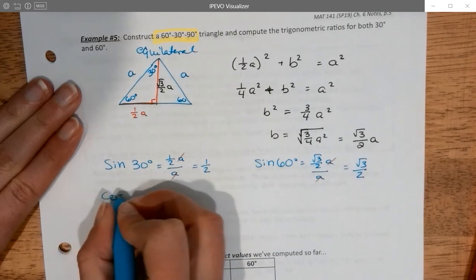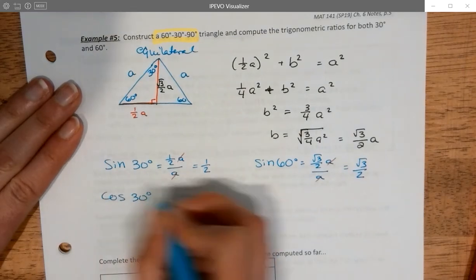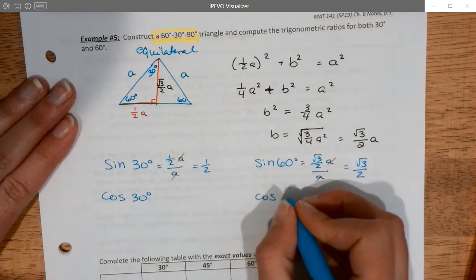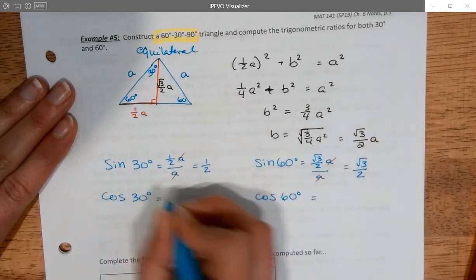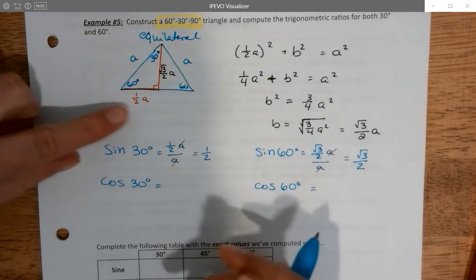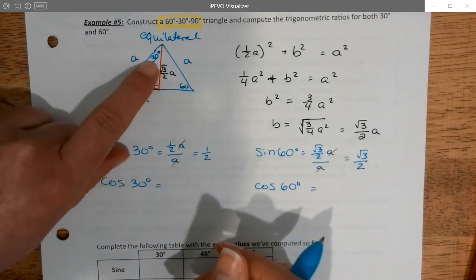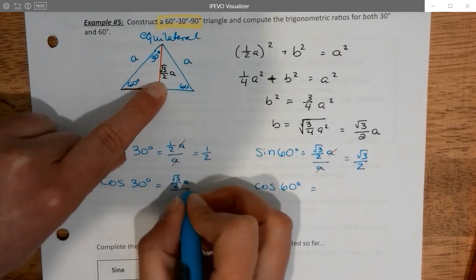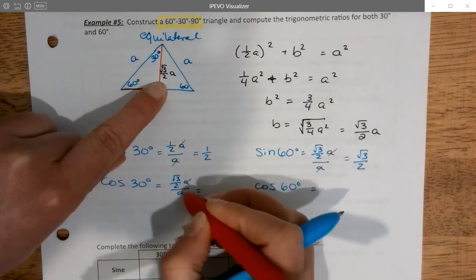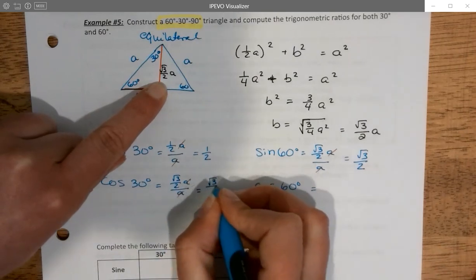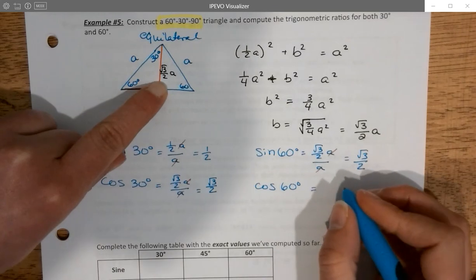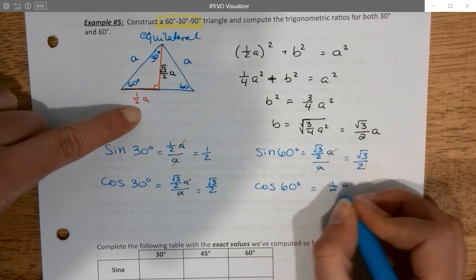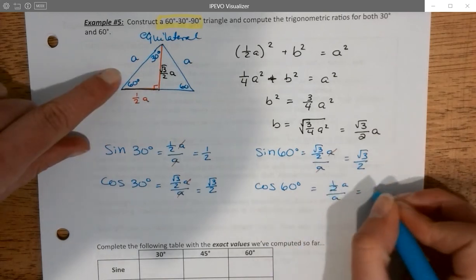Then if we go for the cosine of 30 degrees and the cosine of 60 degrees. So the cosine of 30 degrees would be its adjacent, square root of 3 divided by 2a, divided by its hypotenuse. Again, the a's divide out, so it's square root of 3 divided by 2. And the cosine of 60, here's our 60. The adjacent side is the 1/2 a divided by the hypotenuse, which is a. The a's divide out, it's 1/2.